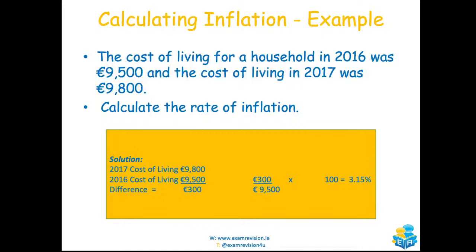That gives us a difference of €300. So we put €300 and we divide it by the cost of living from year one, which is €9,500, and we multiply it by 100, and that gives us 3.15%. Okay, so that means that the rate of inflation in this one was 3.15%.